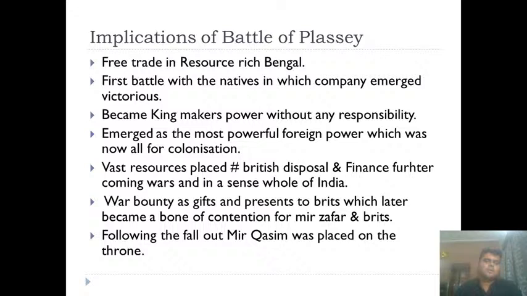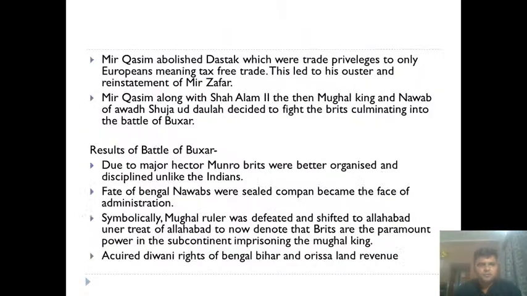Now, vast sources of finance further came from across India: war bounty, gifts and presents. We have to understand that when the war bounty and gifts were asked for, Mir Jafar thought that he would have to pay once, but he was told again and again to pay such sums. So he cancelled those. Following this, Mir Jafar was replaced by his son-in-law Mir Qasim. Okay, Mir Qasim was placed on the throne.